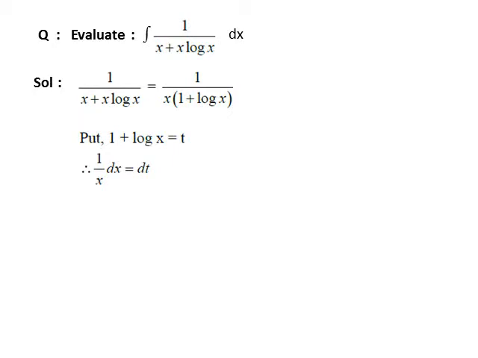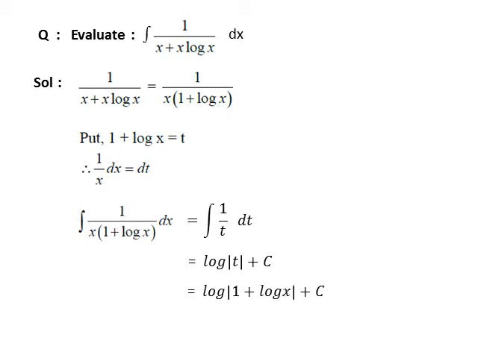Now, in this integration, 1 plus log x is replaced by t and 1 by x dx with dt. So, we get integral of 1 upon x multiplied by 1 plus log x with respect to x equals integral of 1 by t with respect to t. Now, integral of 1 by t is log mod t plus c. In the next step, replace t by 1 plus log x.